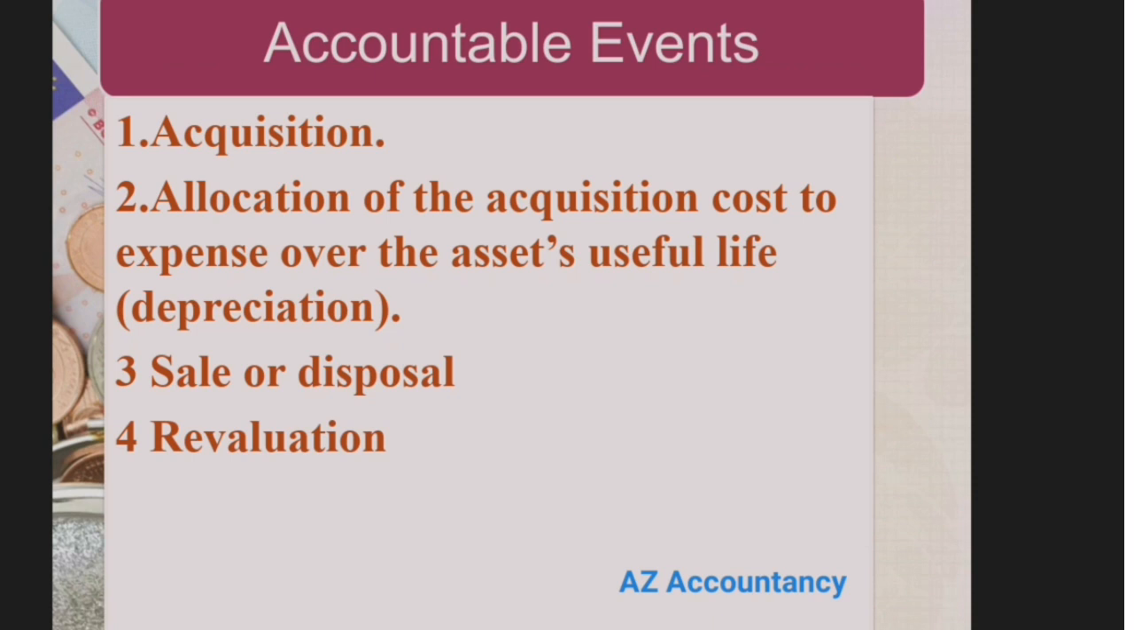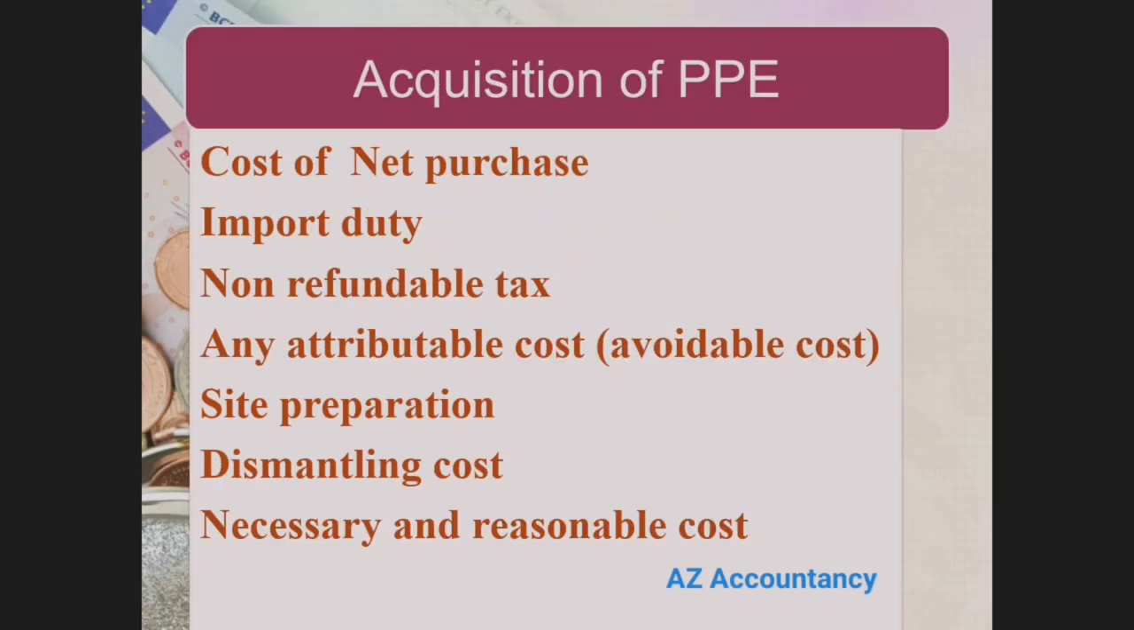So here are some accountable events in the life of property plant and equipment, and one of them is acquisition, which means calculating the cost of property plant and equipment. Second is allocation or charging the depreciation over the useful life of an asset. Third is disposal of asset, and one of the most important significant events in the life of property plant equipment is revaluation.